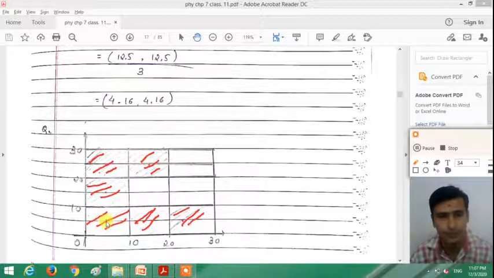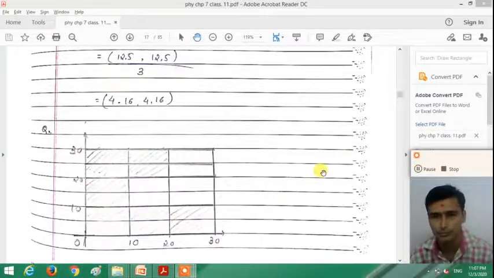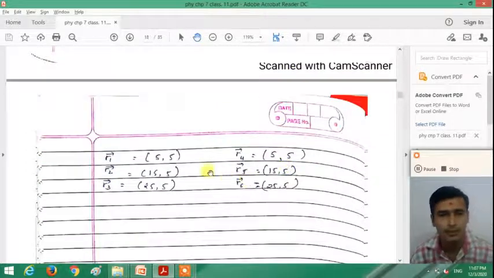So here the center of the first sheet: x coordinate is 5 and y coordinate is 5. Taking the second sheet, x coordinate 15, y coordinate 5. Third sheet, x coordinate 25, y coordinate 5, right? Similarly, calculate the x and y coordinates of all r1 to r5 and put them in the formula, right? R1 (5, 5), R2 (15, 5), R3 (25, 5), R4 (5, 5), R5 (15, 5), R6 (25, 5).